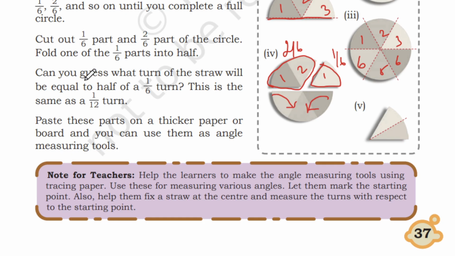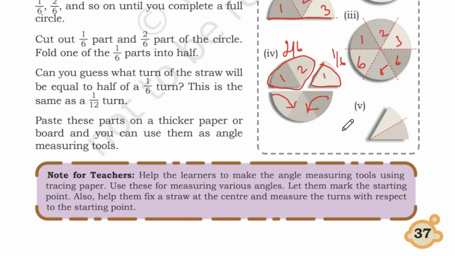Can you guess what turn of the straw will be equal to 1 by 6 turn? Is this the same as 1 by 12 turn? So for example, they have already cut this part, 2 by 6 and 1 by 6.